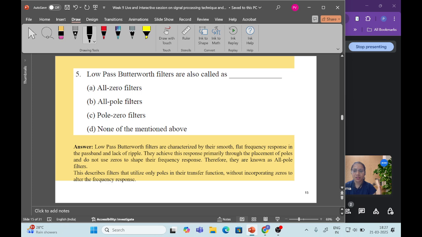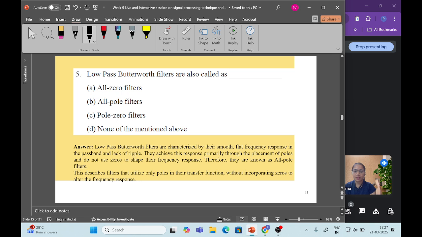Now the next question is, low pass Butterworth filters are also called as: option A, all zero filter; option B, all pole filter; option C, pole zero filters; or D, none of the mentioned above. So low pass Butterworth filters are also called as what?